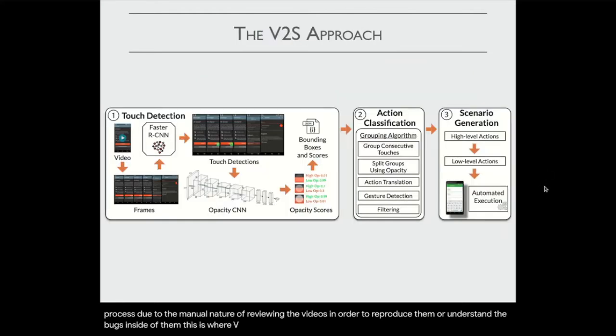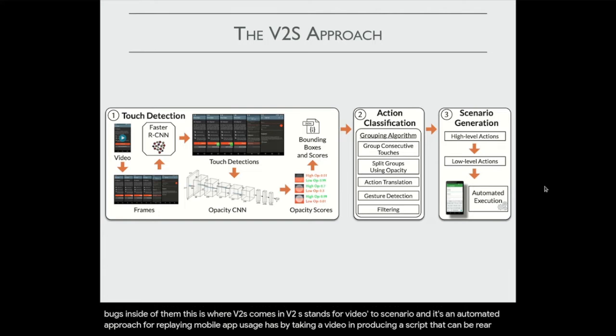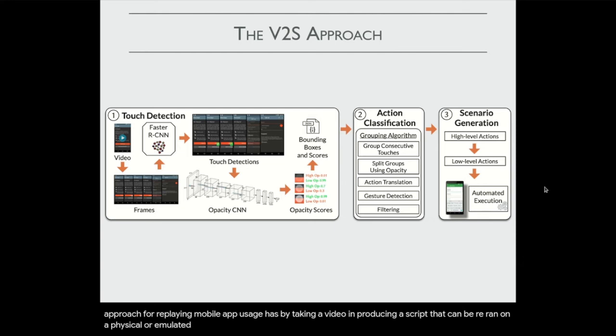This is where V2S comes in. V2S stands for Video to Scenario, and it's an automated approach for replaying mobile app usages by taking a video and producing a script that can be rerun on a physical or emulated device to reproduce the actions present in the video. It has 3 main phases.